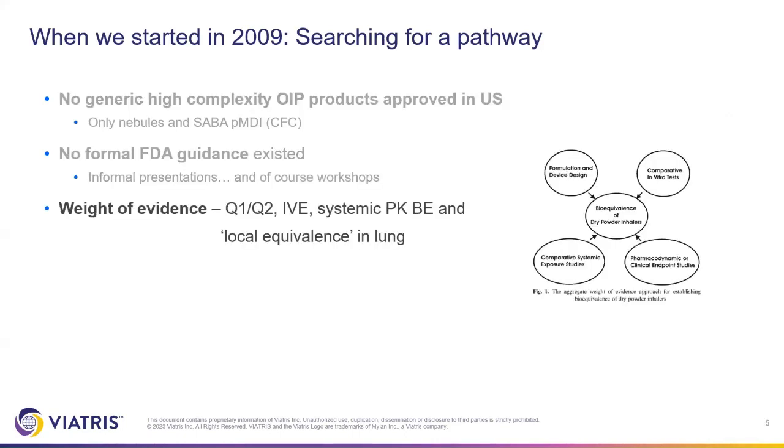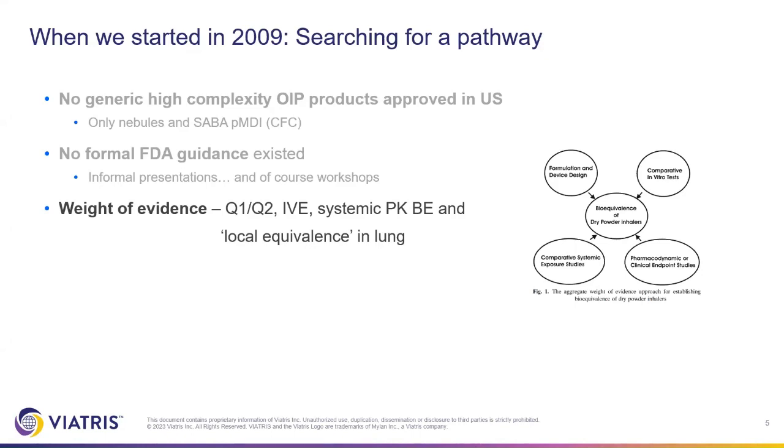The weight of evidence approach was already mentioned in publications and had been applied, I guess, to some degree to the albuterol MDI products developed years before. So we knew a bit about Q1, Q2 formulation, comparability, in vitro equivalence to a degree. We knew that you needed systemic pharmacokinetic bioequivalence, but we didn't know any of the detail of that. We didn't know whether it needed to be for every strength, what metrics we were going to look at, what acceptance criteria would be applied. Would that be enough? Would you need to have systemic pharmacodynamic studies as well?